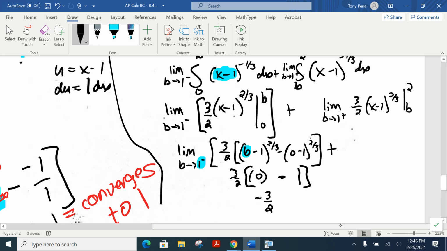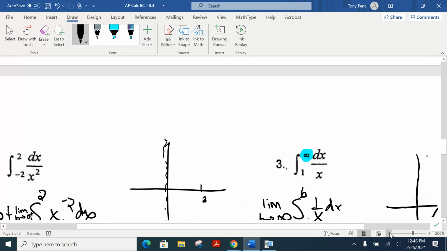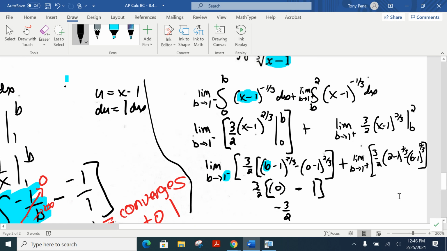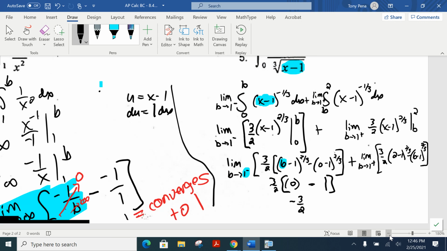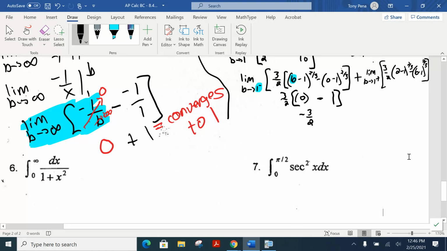Plug in your upper and your lower. So we get 2 minus 1 to the 2/3. Oh boy, squeeze this guy in there. B minus 1. Can you guys even see that in here? Nope. To the 2/3. So plug those in. Make this a little smaller so we can see it on the screen. And then see what that gives us. Yeah, I don't think I'm going to make it small enough.